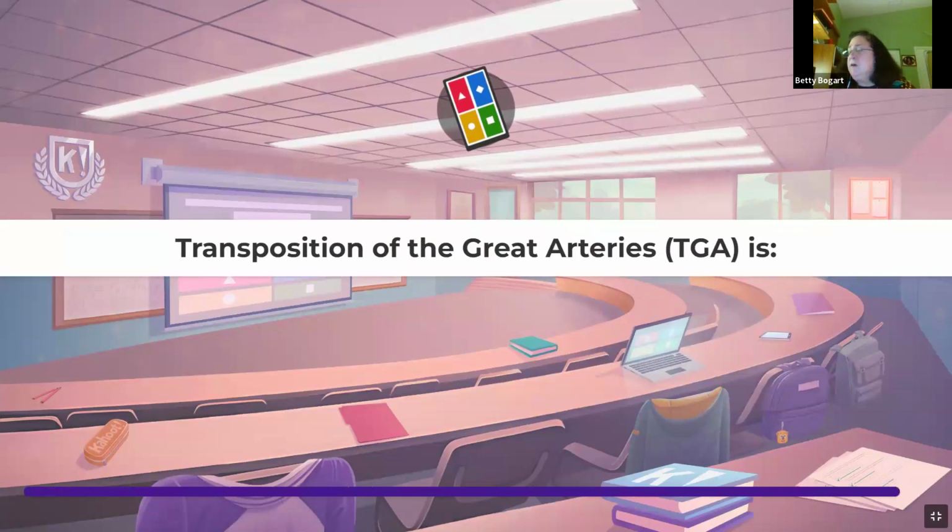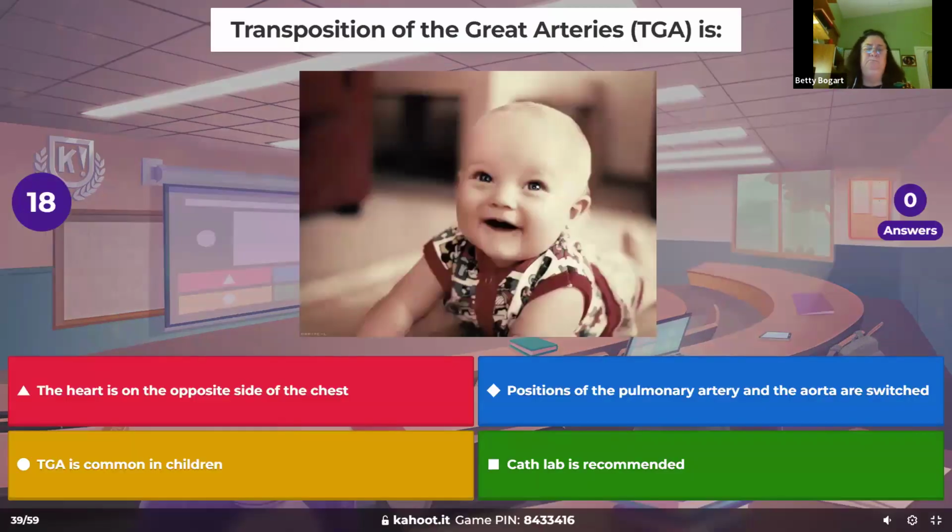Transposition of the great arteries is what? Well, what are the great arteries?